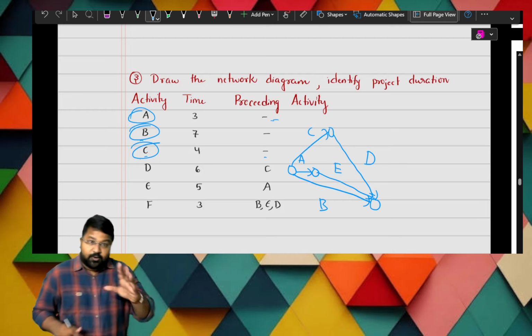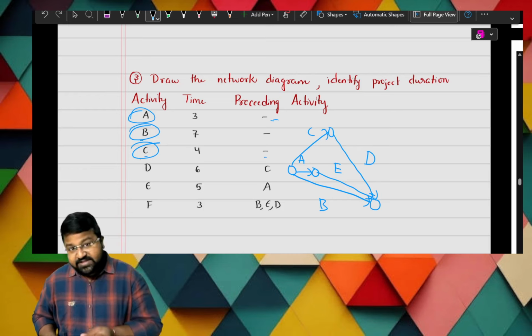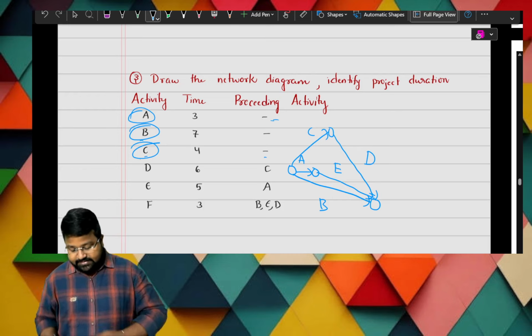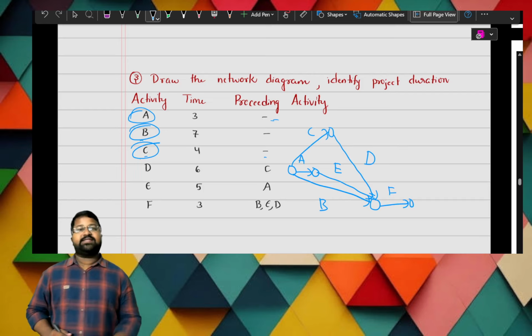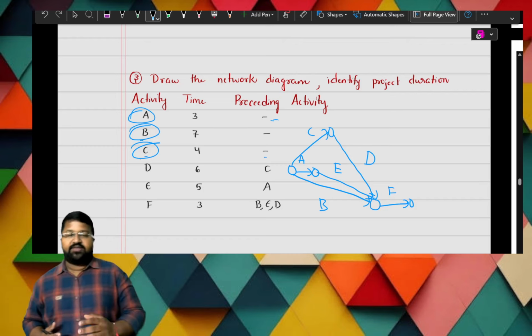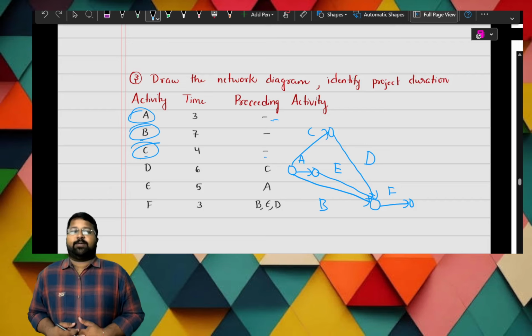Okay, is this okay? Now F starts where B, E, D ends. B, E, D is ending here, so automatically I'm starting F. Is the diagram okay, ma? You check the diagram once, you will get clarity.